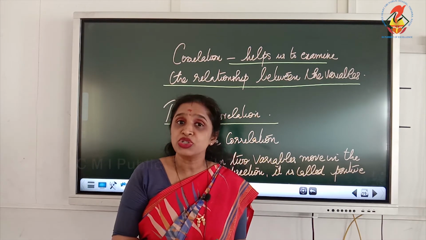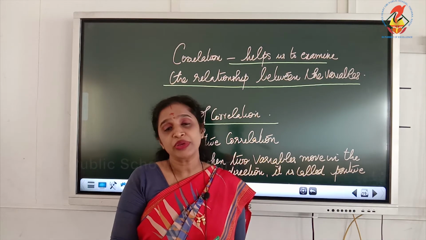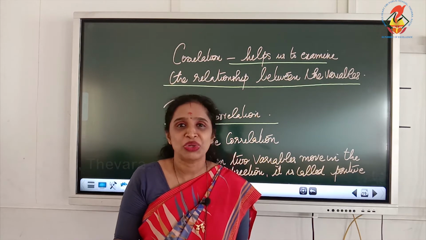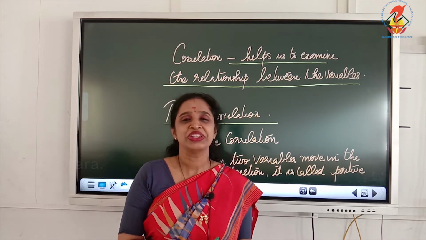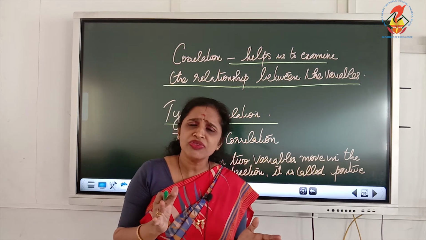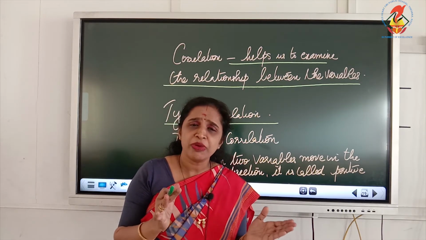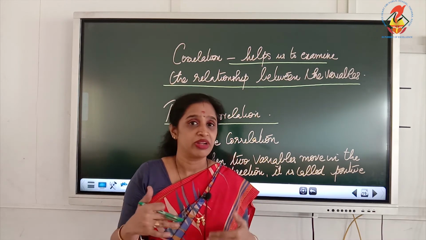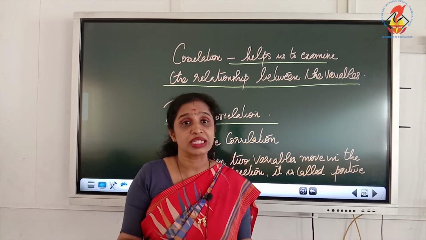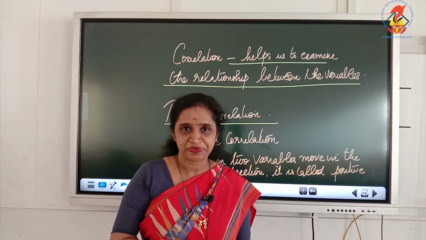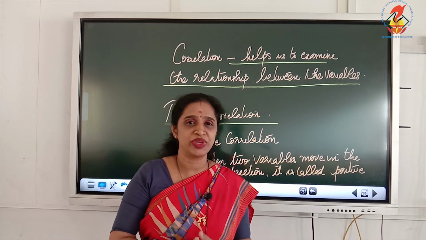If the price is 2 rupees, demand is 5 kilograms. If the price is 3 rupees, demand is 2 kilograms. So both are changing. How do the variables price and demand change? In an opposite direction, isn't it? When the price is increased, demand is decreased, and when the price is decreased, demand is increased. So this is the relationship between the variables.